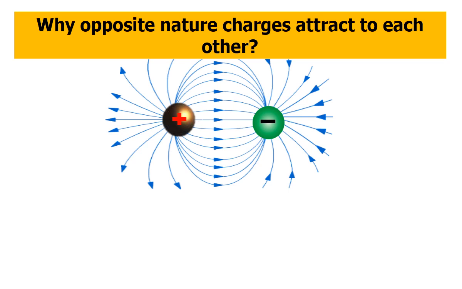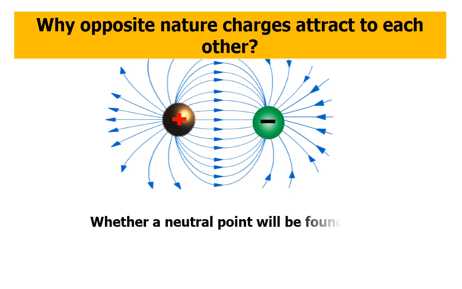First, if you see the electric lines of force, the electric line of force is generated from the surface of the positive charge and terminated at the surface of the negative charge. That is why the two opposite nature charges attract each other. We cannot get a neutral point between the two charges.